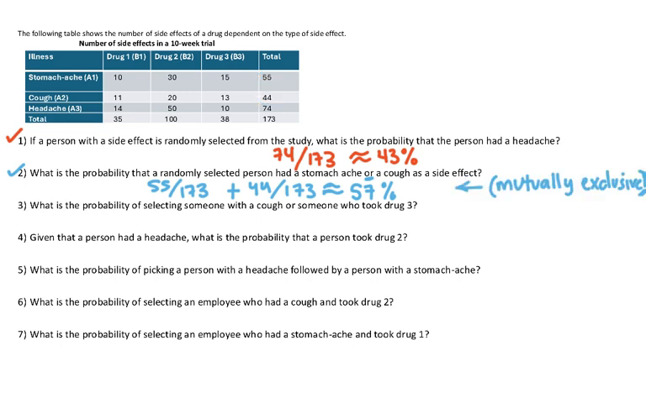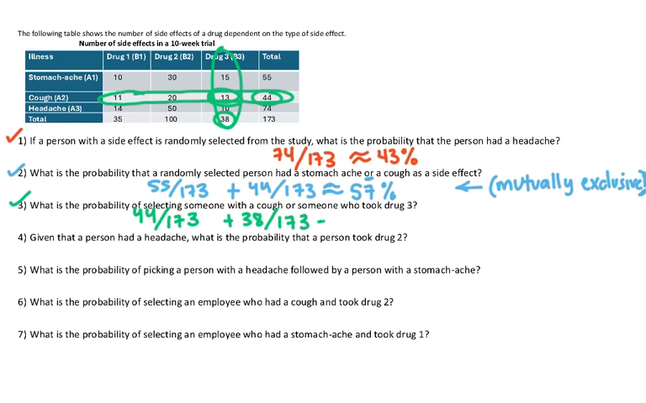Moving on to number 3. What is the probability of selecting someone with a cough or someone who took drug number 3? Now, look here. These are not mutually exclusive. There is a group of people who have both of those traits. So again, the or, someone with a cough. So the probability of a cough was these 44 out of 173. Probability of taking drug 3 is 38 out of 173. But because these are not mutually exclusive, you must subtract the people that you counted twice. You double counted. So that's subtracting 13 out of 173. And that is approximately 40%.